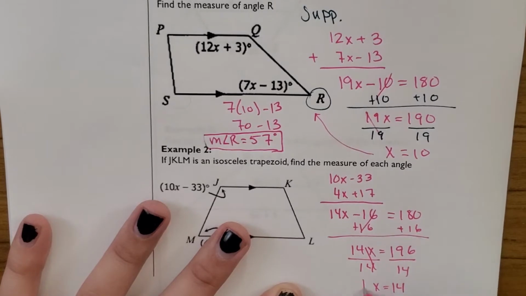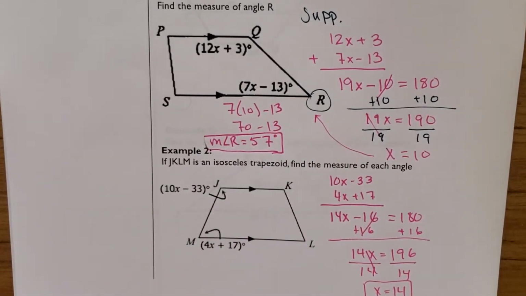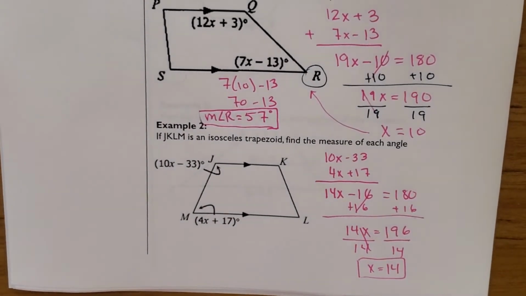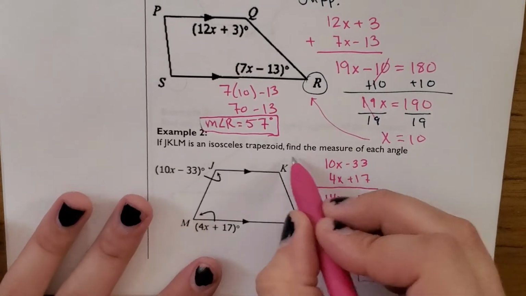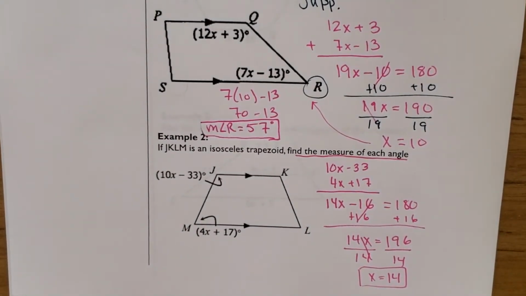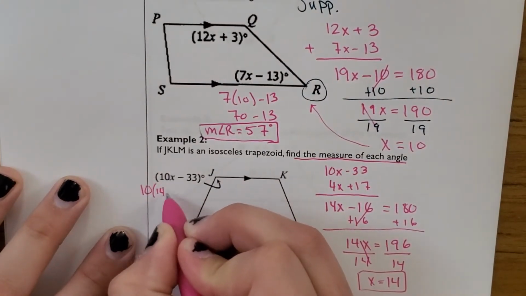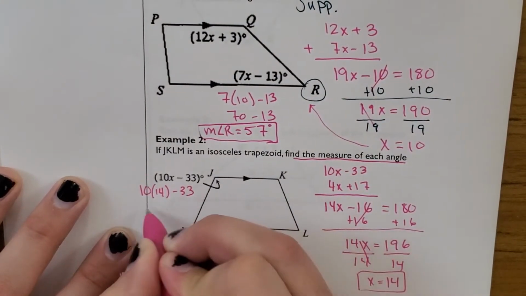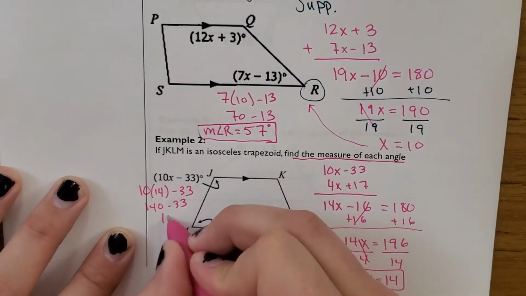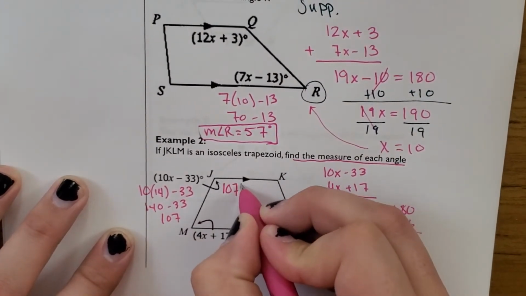Again, we want to make sure that we're being cautious, because if you just circle that answer like I just did there, you would not have the correct solution. You did not finish the problem. So you want to make sure you go and read what it asks. It said find the measure of each angle. So now that I know this is 14, I need to plug it in. So I'm going to start by plugging it in up here. 10 times 14 minus 33. So I get 140 minus 33. And when I subtract that, I get 107. So what I know is angle J is 107.